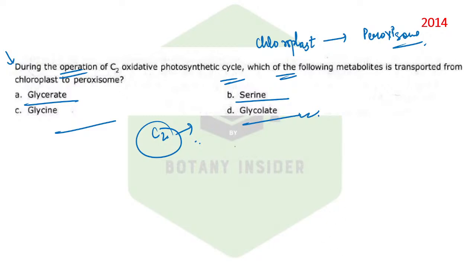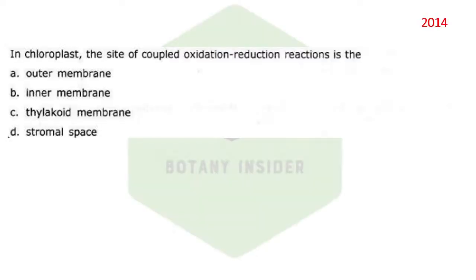Very good. So remember, D is the correct answer. If you have learned about your C2 oxidative photosynthetic cycle, you will not make a mistake in this. So C, P, and M. From your chloroplast to your peroxisome, it's the glycolate which gets transported. I hope it's clear. Very simple.